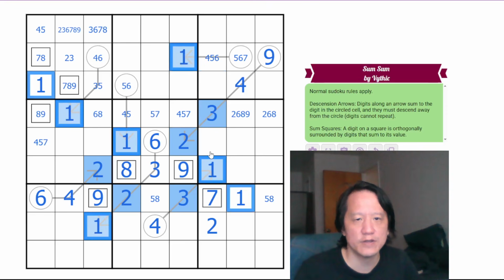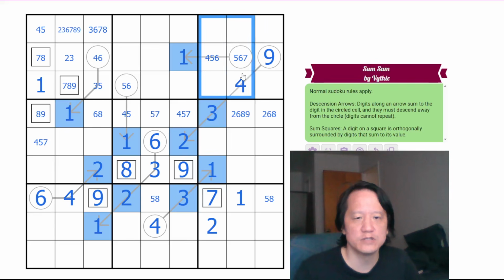That leaves a 1 there. Where is 1 in this upper right-hand box? Can't be here or here because of 1's in the column. Can't be here or here because of 1's in the row, so 1 has to be there. That gives us 8 1's. We know where the last 1 has to be. It has to be here.